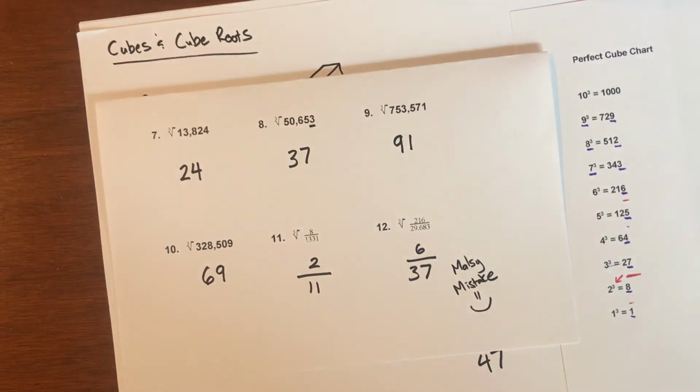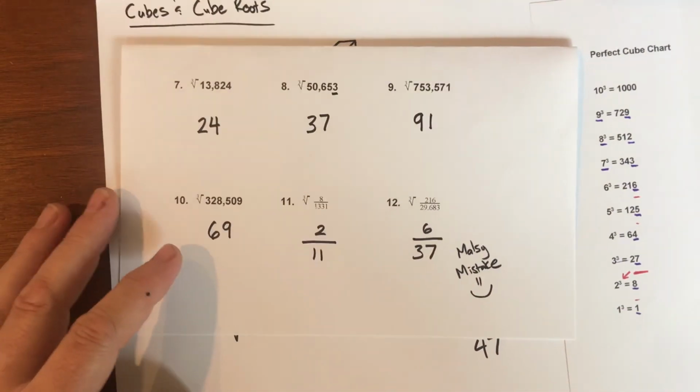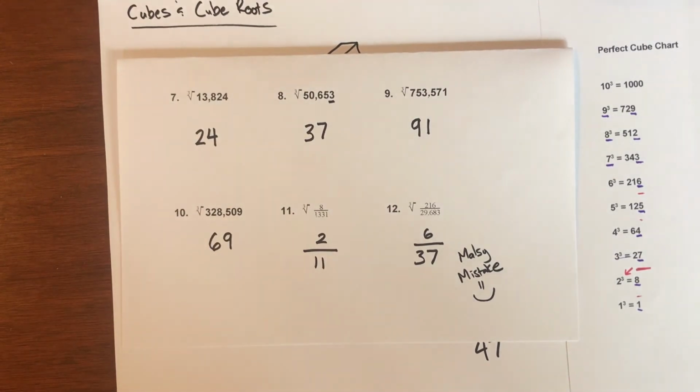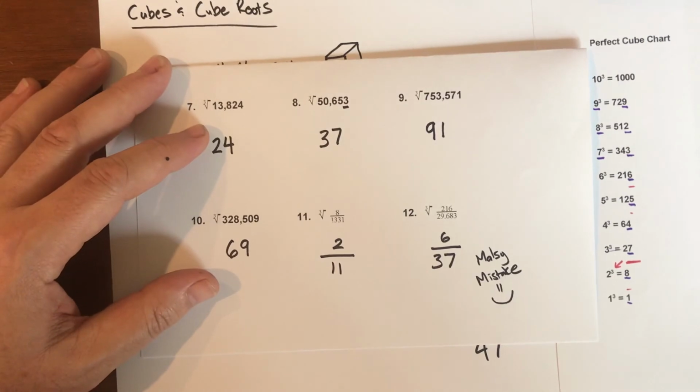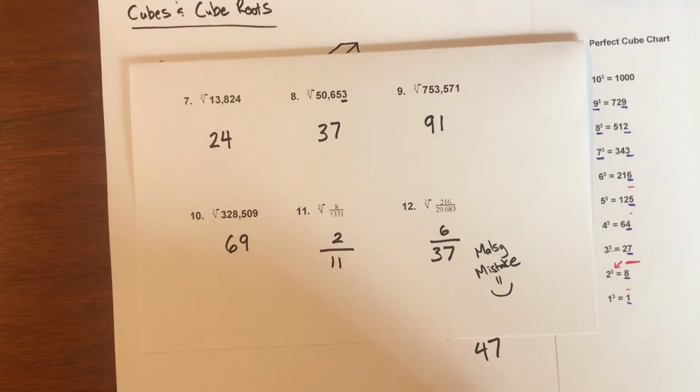All right, so that is cubes and cube roots. If you're ever hanging out with your parents' friends, you can say, hey, grab a calculator and I'll show you how smart I am. Give me money. And yeah, you'll be the star of the party.